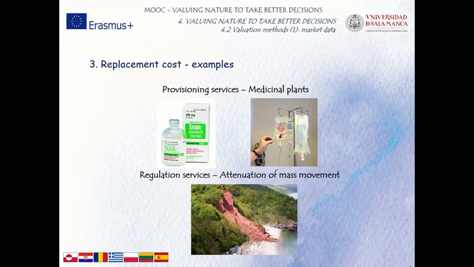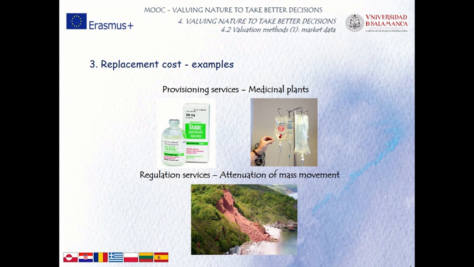As regards replacement cost, here we are focusing not on the damage we avoid, but on the alternatives we should face if we couldn't count on these ecosystem services. So if we didn't have this anti-cancer drug called Taxol, what would we need to do? Maybe invest millions of euros in some other alternative anti-cancer drug. So the replacement cost would be that amount of money.